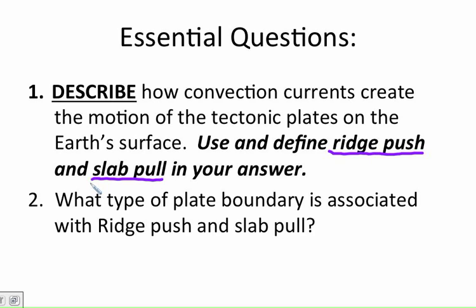We also want to know, by definition, not only what those words are, but also what type of plate boundary is apparent when we hear those two key words. So again, our two essential questions or focus for this discussion today.